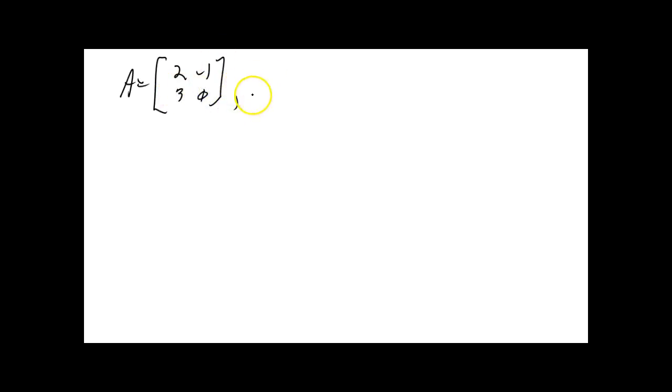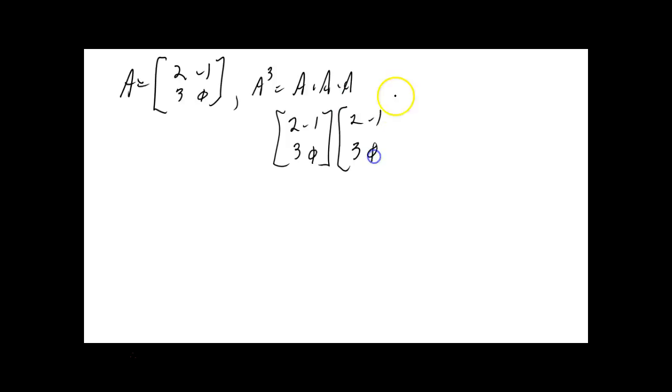Okay, and we want to calculate a cubed, which would be a times a times a, which would be 2, negative 1, 3, 0, times 2, negative 1, 3, 0, times 2, negative 1, 3, 0. And remember, it doesn't matter what order you do, any order will work. It's associative. Yeah, do 2 at a time, exactly.